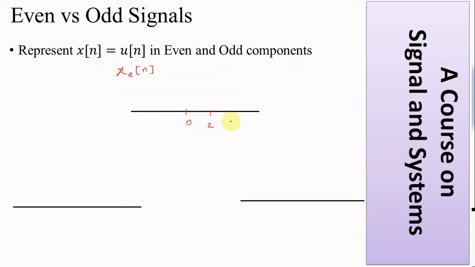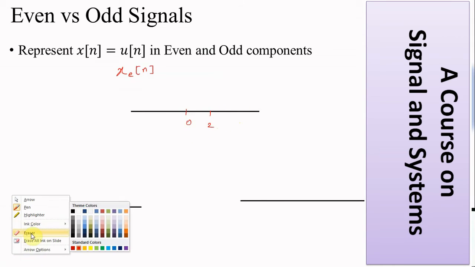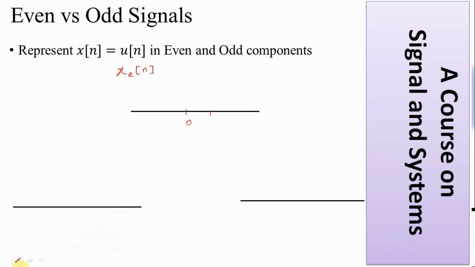So like this, it will be not 2, it will be 1. So yeah, it will be 1, it will be 2, it will be 3, and so on and so forth. So this is my n axis. Similarly, it will be -1, and there will be -2, and it continues to go towards minus infinity.